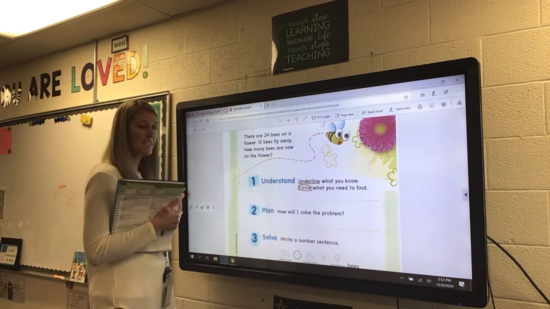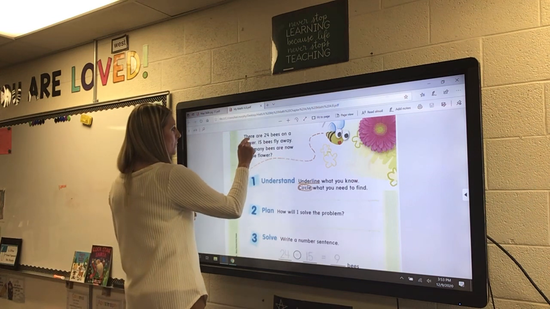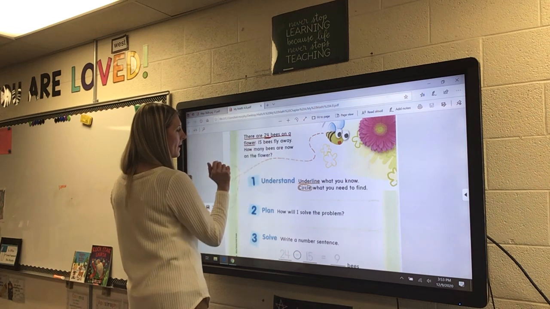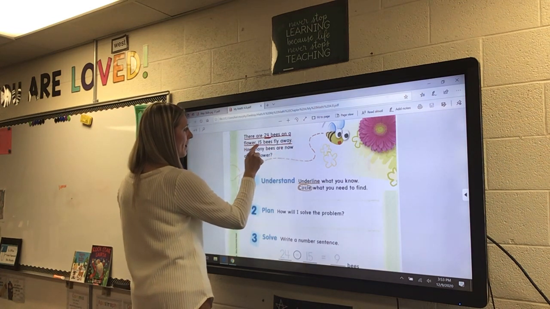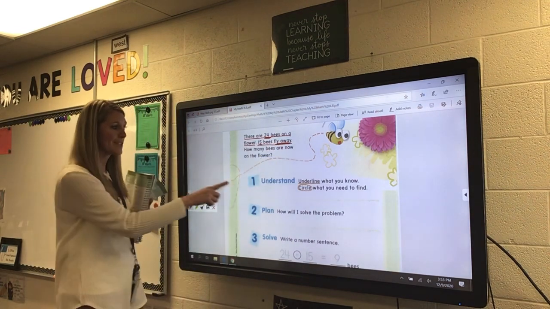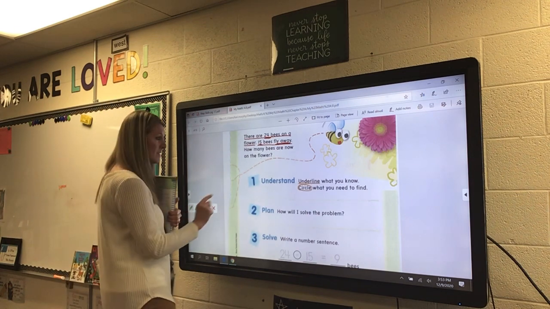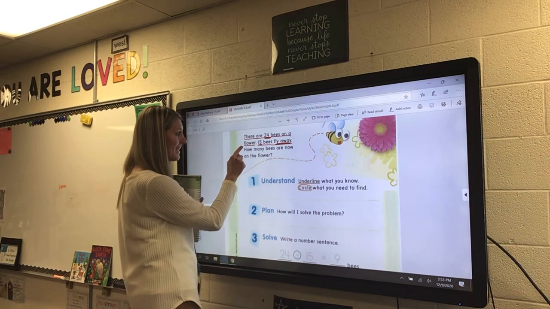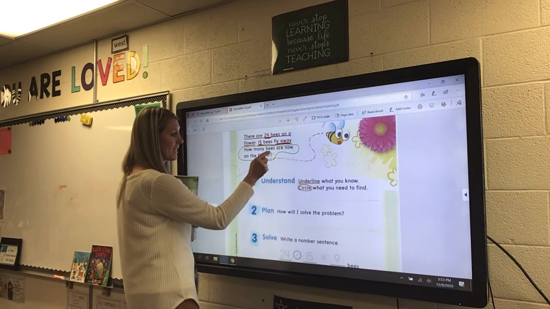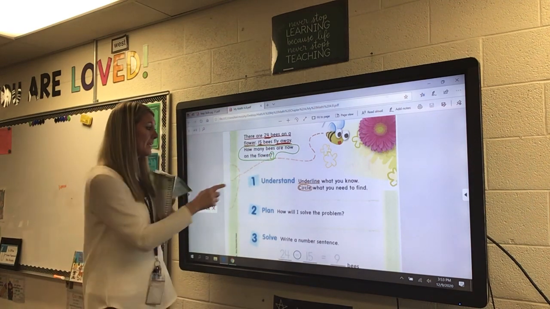And we know there's 15 bees that fly away. So there are 24 bees on a flower, and we know that 15 bees fly away. Now we need to circle what we're going to find out, and this normally is the last sentence, which is normally a question asking us how many bees are on the flower now. It ends with a question. So we need to find out how many are left. So we did number 1.